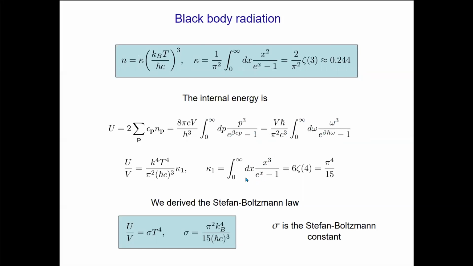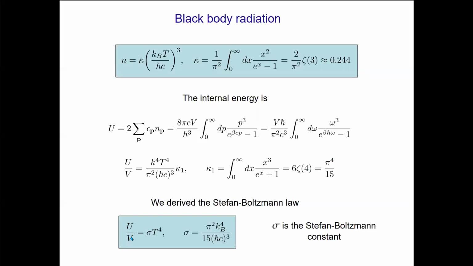And zeta functions, it's related to the zeta 4, but zeta functions at even integer values of argument can be calculated explicitly, and that's the answer. So after the change of variables, for the total internal energy we get the following expression, and the total internal energy is now proportional to the fourth power of temperature, with this constant explicitly given by this expression.